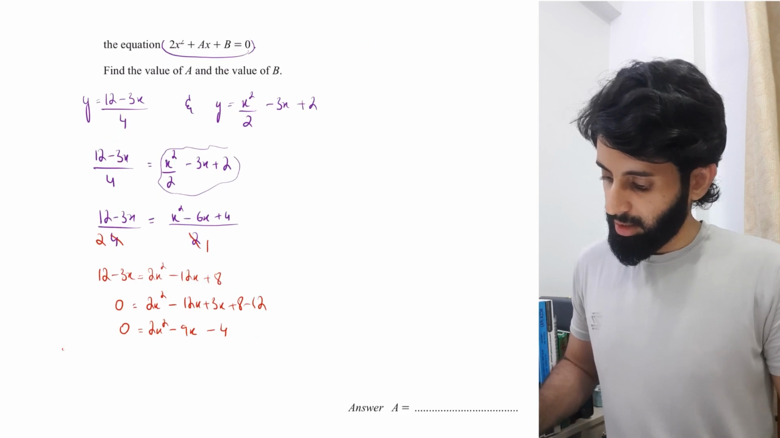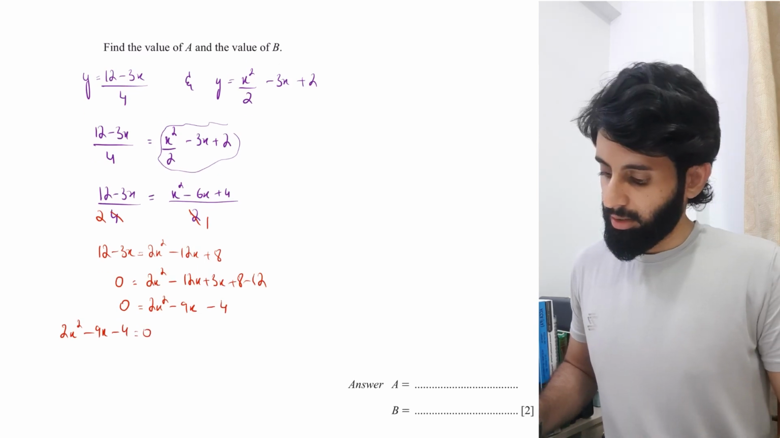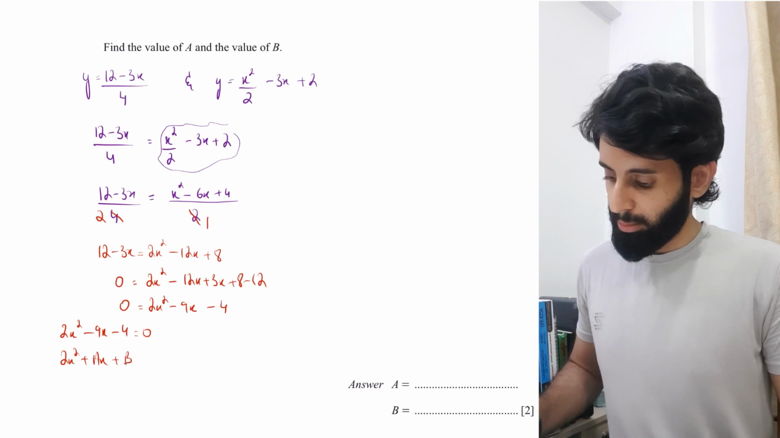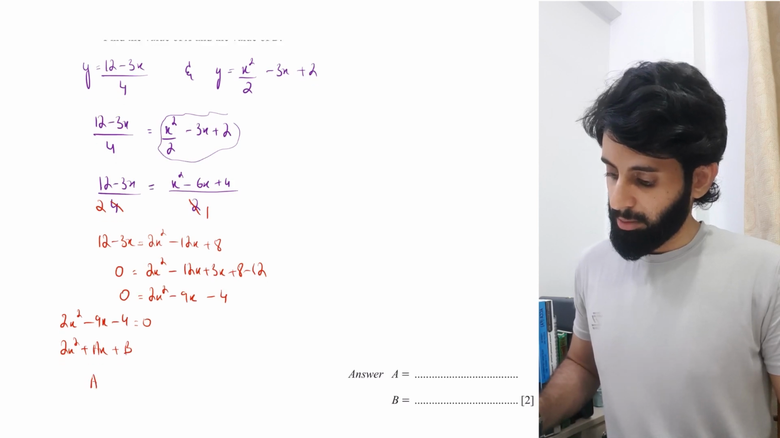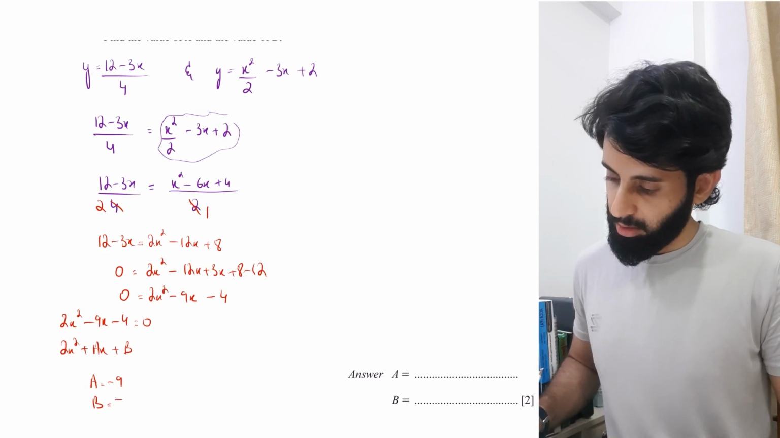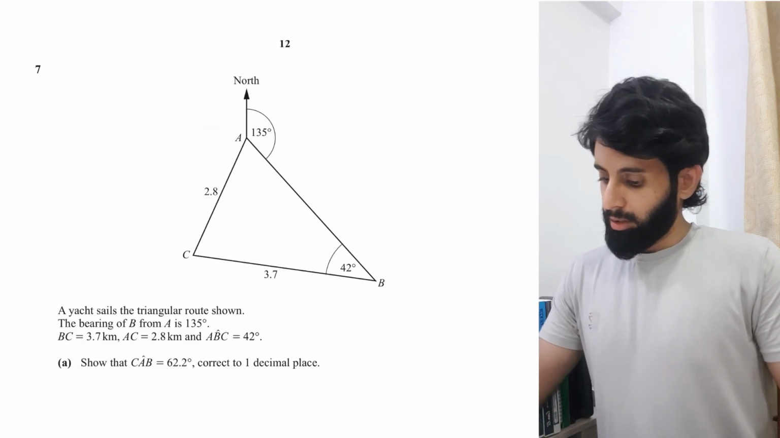Let's write this nicely. According to the question, the equation that we should have ended up with is 2x squared plus ax plus b. So we can see that a is equal to minus 9 and b is equal to minus 4. Let's see if that's the correct answer. Yep, it is minus 9 and minus 4. So far so good.